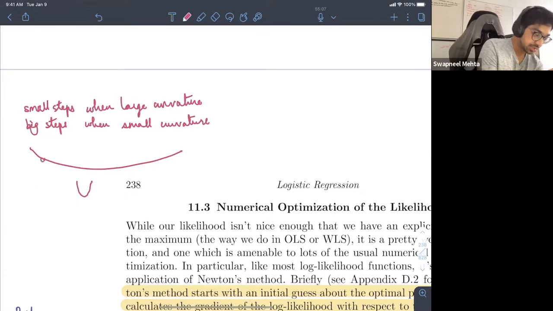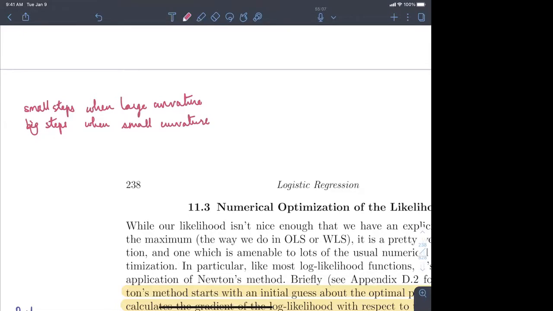So you want to take big steps here because you know the curvature is large. Oh no, wait. You want to take small steps here. Oh, okay. Maybe I'm... yeah, I don't know exactly what this was saying. I thought I did, but clearly I don't.